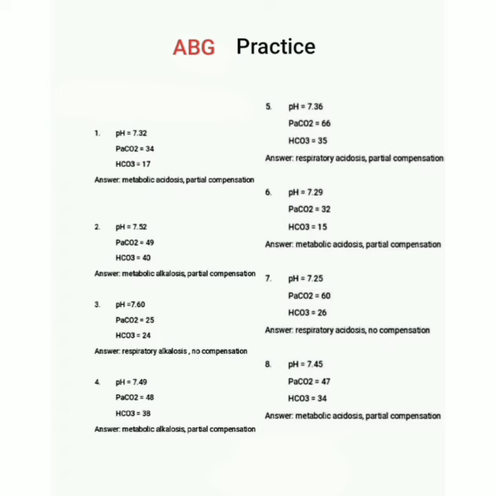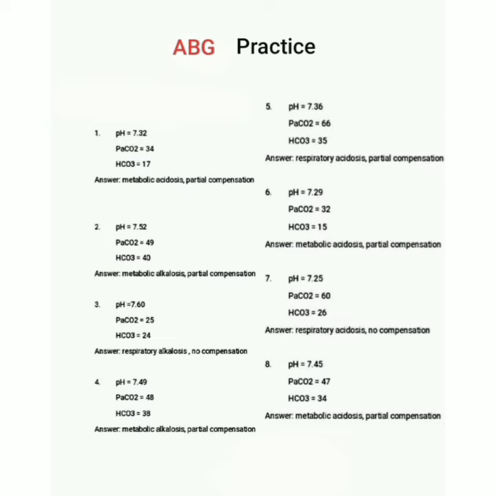Let's start. First question: pH 7.32, partial pressure of carbon dioxide 34 and bicarbonate 17. First we notice the pH level. pH is below, because the normal pH level is 7.35 to 7.45. As it is below, the condition is acidosis. The normal level of partial pressure of carbon dioxide is 35 to 45. Here it is below the 35 level.